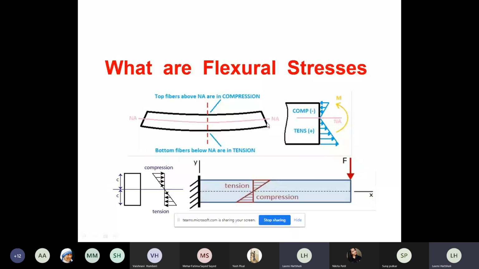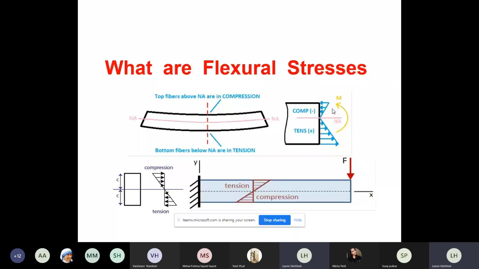Same thing I have drawn in the bending stress variation. Please observe my bending stress variation in the cross section. Observe the cursor here. Bottom is tension, top is compression. This happens if it is sagging, or if it is a simply supported beam. A simply supported beam obviously will undergo sagging, right?